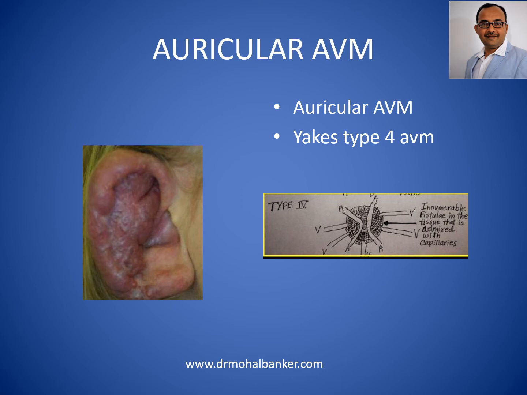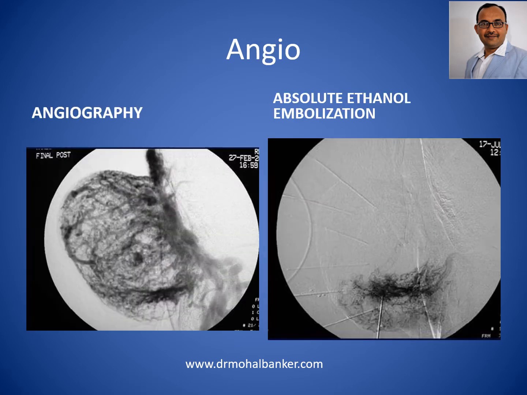Now to prevent absolute ethanol from going into the normal capillary network, it should be mixed with the contrast, and the proportion is 50-50%. Because of this, absolute ethanol enters only the diseased vessels. It is not entering into the normal capillary network, and that's why the normal tissues and normal capillary network are spared with the absolute ethanol. And this is how it looks on the angiography.